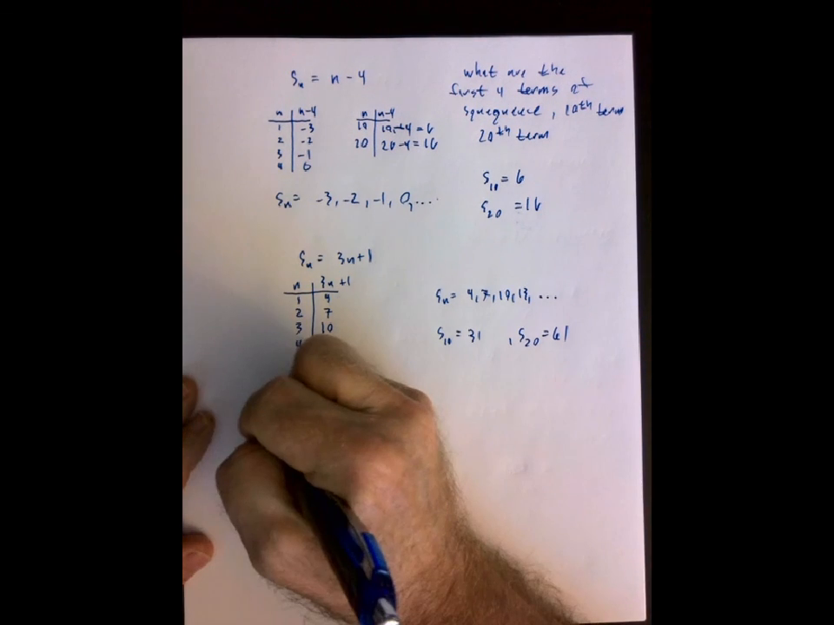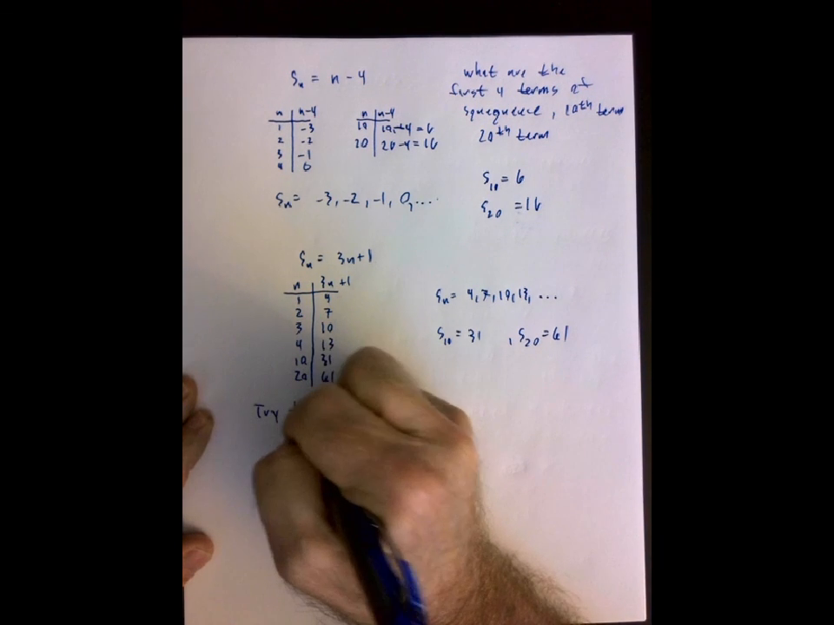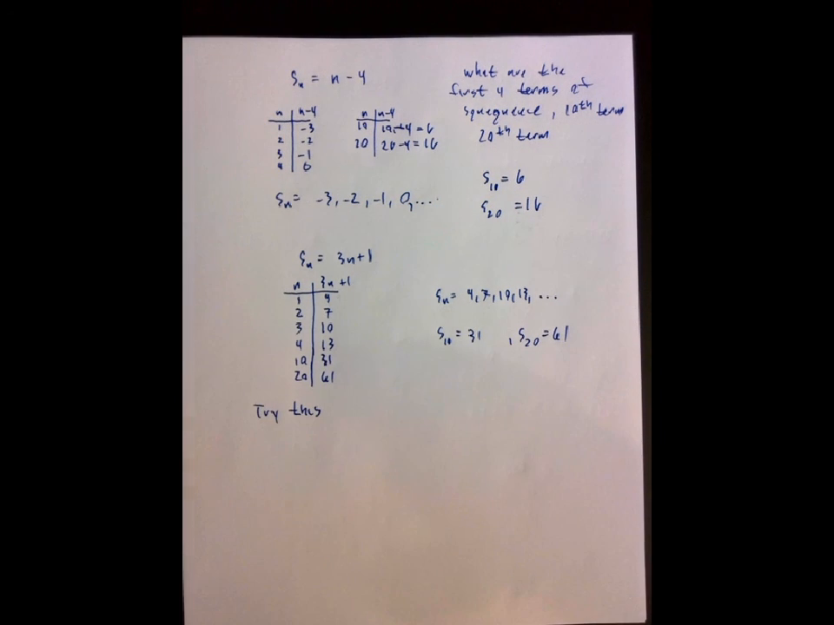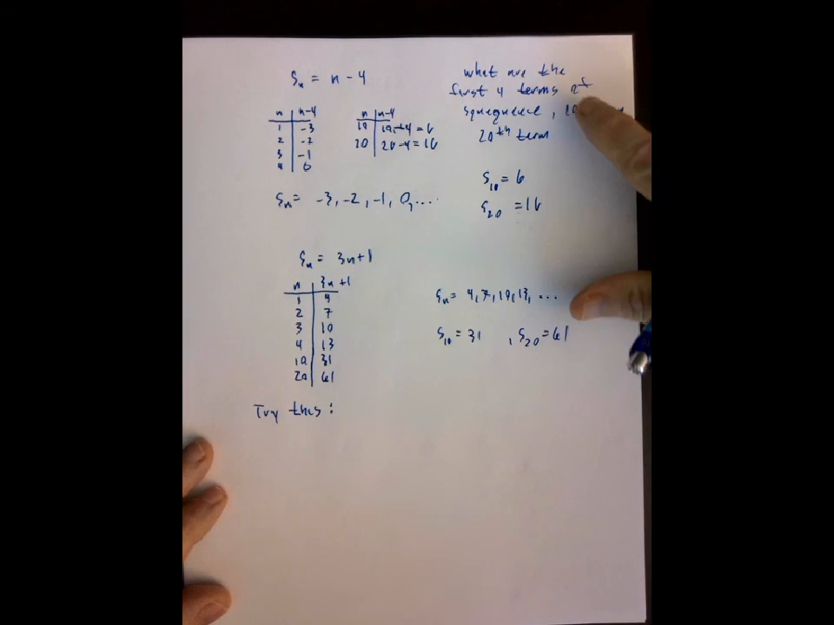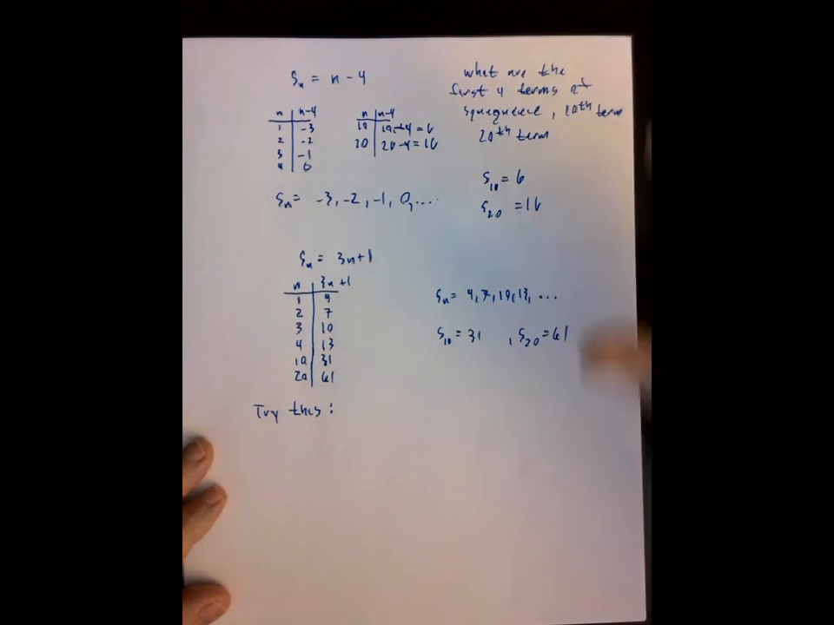now I want you to go ahead and try this. Okay, so try this on your own. You're going to put the video on pause. Okay? And then you're going to go ahead and write out right here what are the first 4 terms of this sequence, and then what are the 10th term and the 20th term.